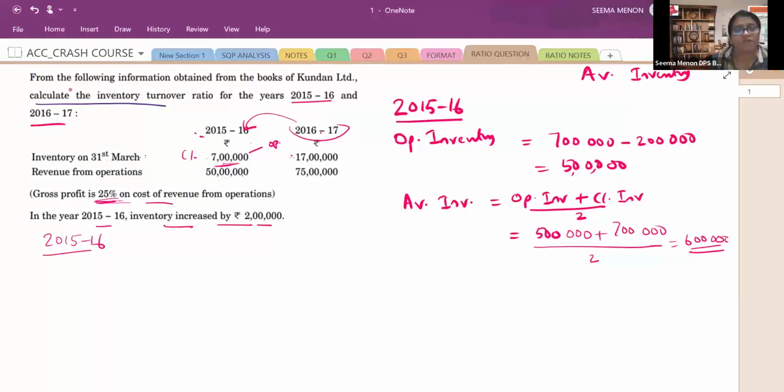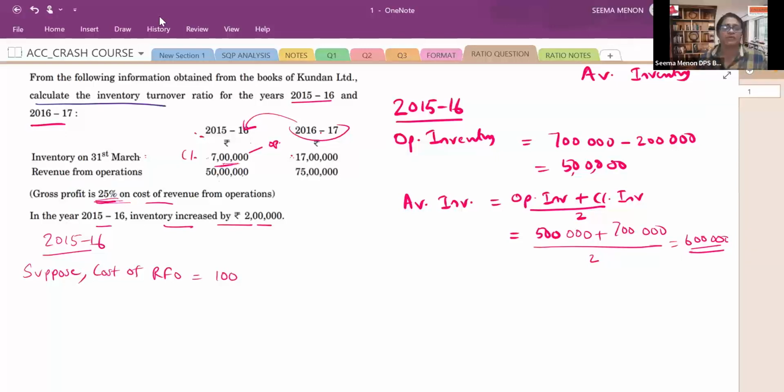Revenue from operations is 50 lakh. Gross profit is 25% on cost of revenue from operations. Cost of revenue is not given. So the unknown figure will be considered as what? That will be considered as X, or you can take it as 100. In accountancy, normally we take it as 100. So you will write, suppose your cost of revenue from operations is 100.